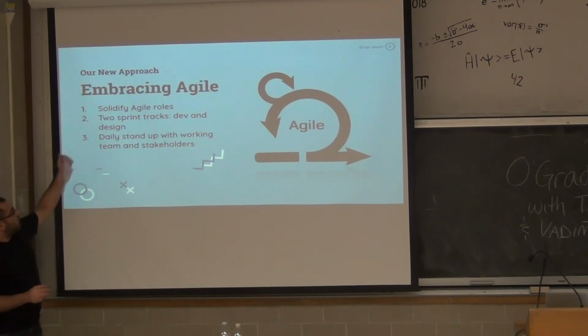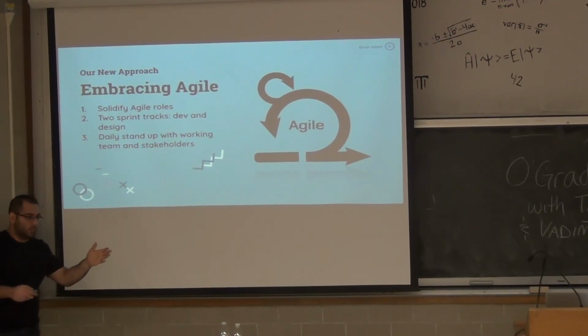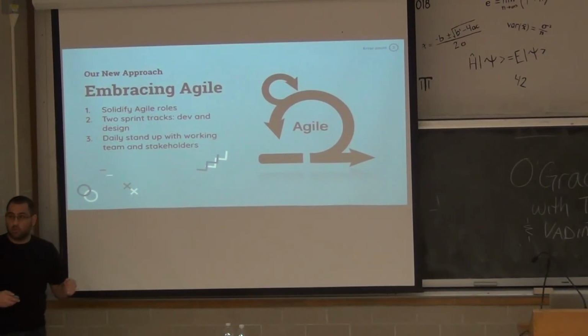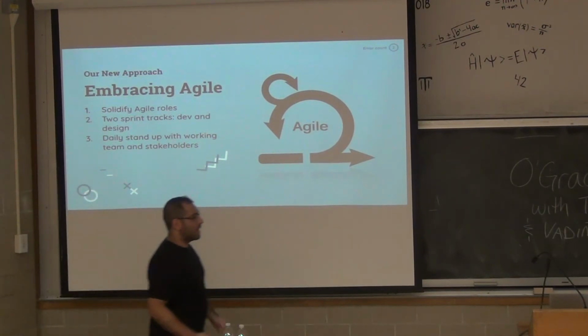So, as Radley mentioned, we went to the design and dev tracks and the daily stand-up with the working team and stakeholders. Similar to the situation we mentioned earlier, we would have loved for everybody to come, but unfortunately, due to how busy the meetings were, not everyone could make it there all the time.